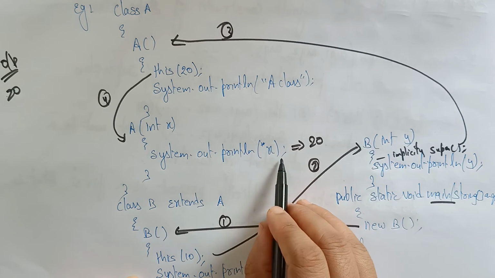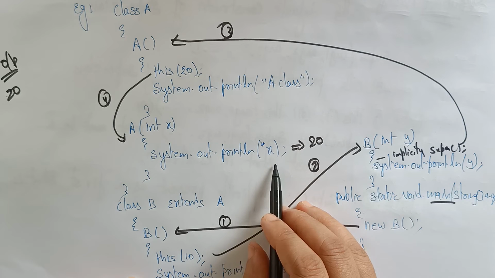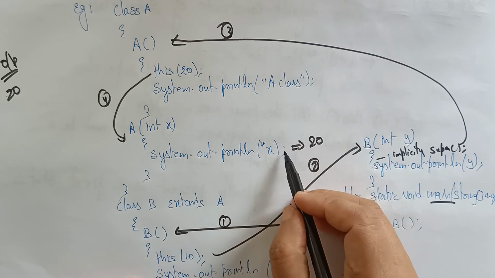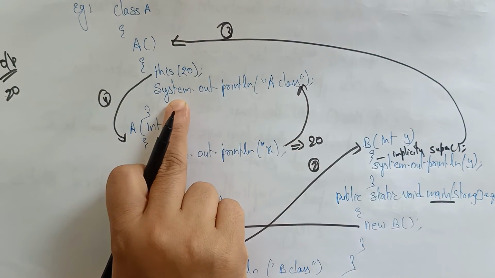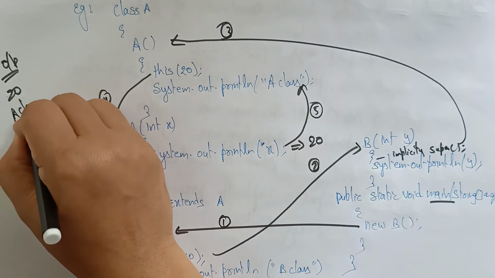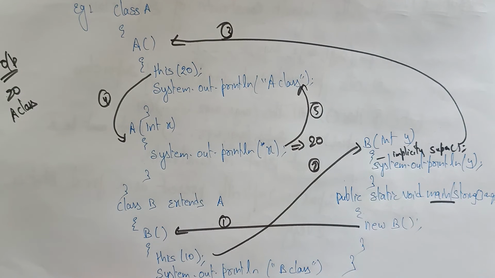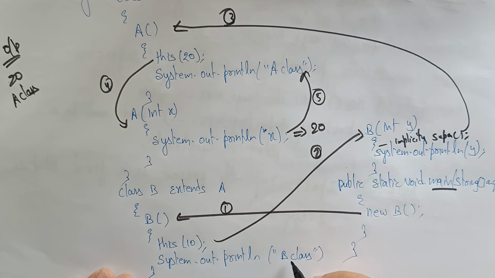After printing 20, where will the compiler go? This is the fourth statement, so next is the fifth statement. After executing this, it goes to the next statement, whatever is there. A class is printed. After A class is printed, now what happened?